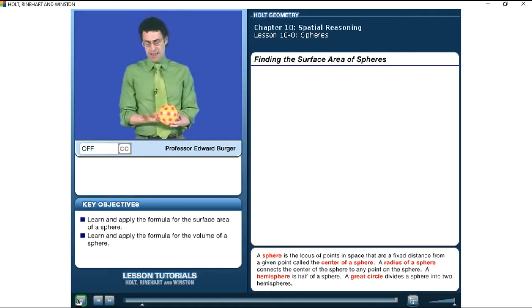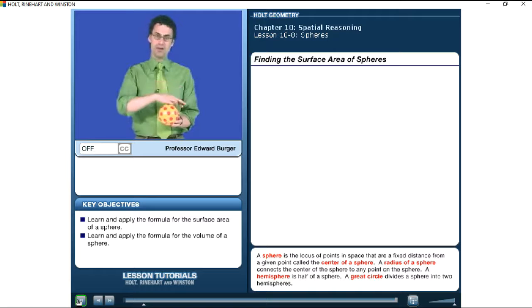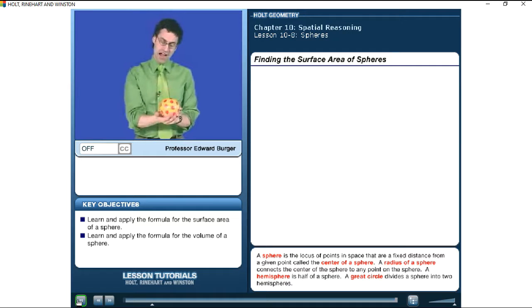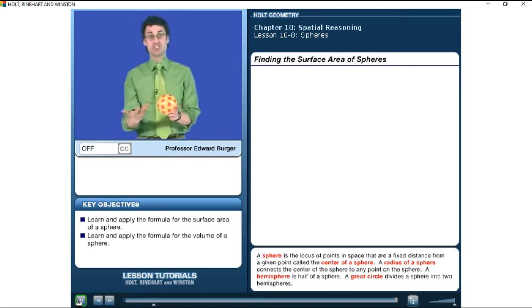Well, if we were somehow able to sort of cut this all open and spread it out on the table, we would see that in this case, I guess it's made out of rubber, that rubber would have a certain amount of area. So we can actually figure out the area that's on the outside of the sphere, which is known as the surface area.